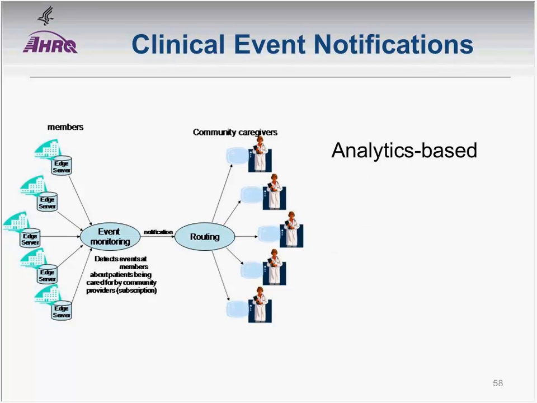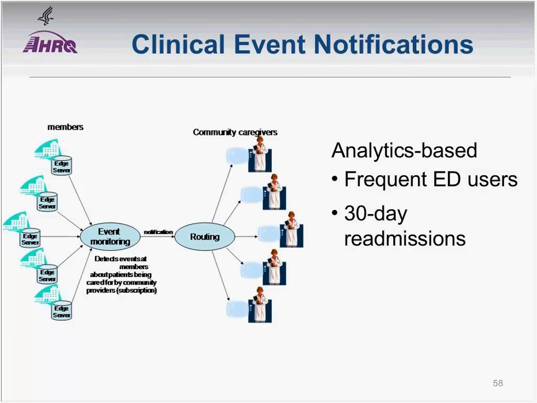But now we're starting to look more at what I like to call analytics-based models. So, the frequent ED user notification service is one of these. Rather than providing them with a list of patients, we're actually having the health information exchange implement inclusion and exclusion criteria, where they actually monitor for patients who meet those criteria and then create notifications based on that. And there's other potential low-hanging fruit for this also, things like 30-day readmissions or CT alerts.